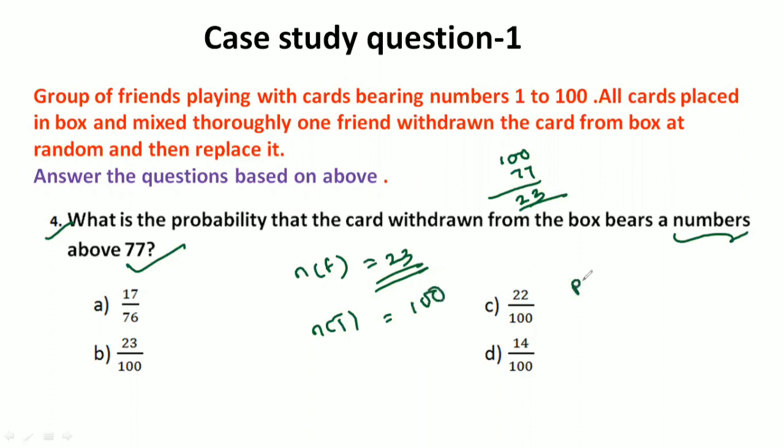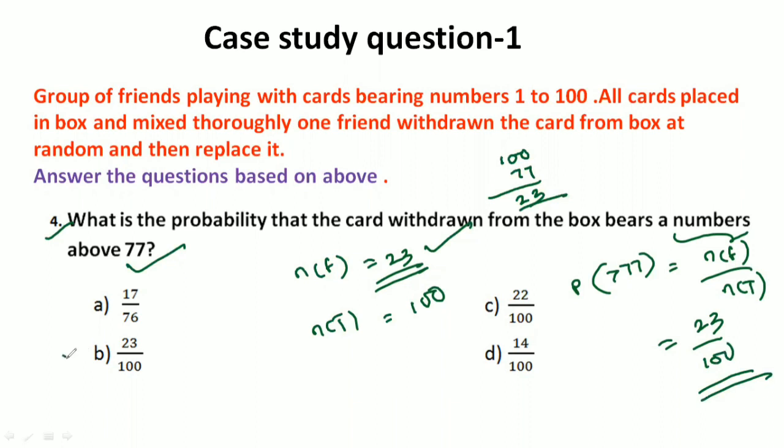So therefore the probability of getting numbers above 77, above 77 meaning greater than 77, is equal to number of favorable outcomes by total number of outcomes. Therefore, number of favorable outcomes is 23, please substitute, and number of total outcomes is 100. So 23 by 100 is an absolutely correct answer. So option B is the appropriate answer. Okay, and the next question.